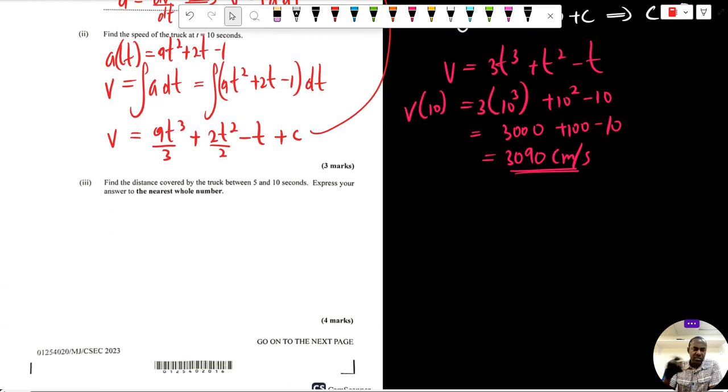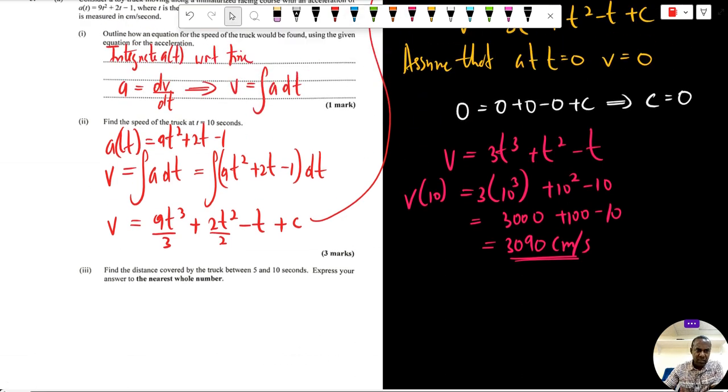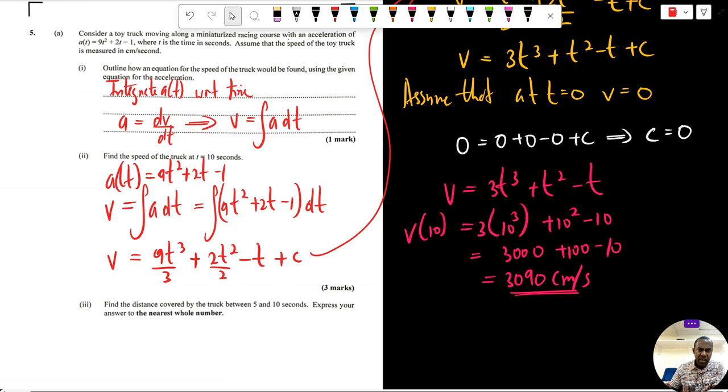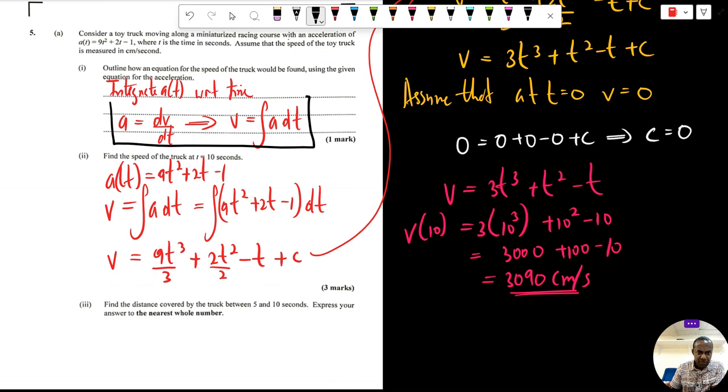Now, part 3 says, find the distance covered by the truck between 5 and t seconds. Express your answer to the nearest whole number. Now, how do we get distance traveled given velocity, which is a function of time? Now, if you look back at the previous part of the question, we saw that acceleration a is the derivative of velocity with respect to time.